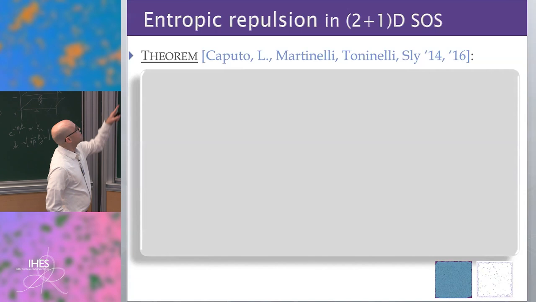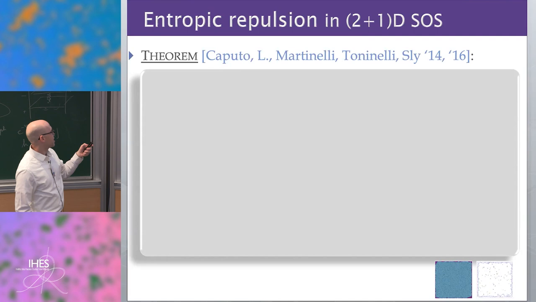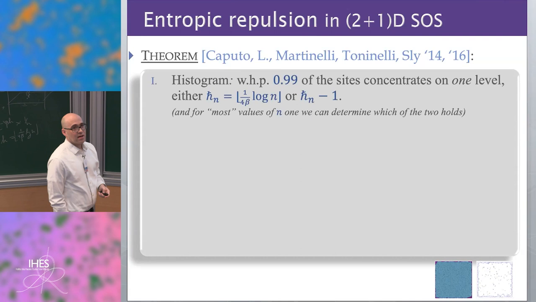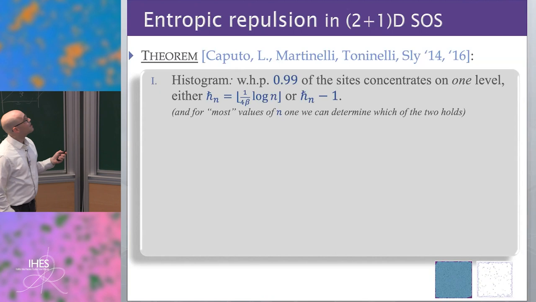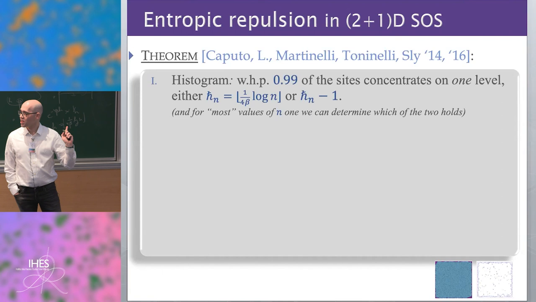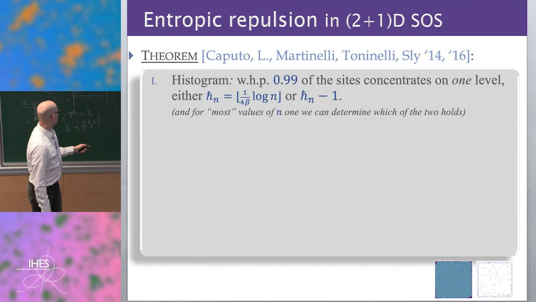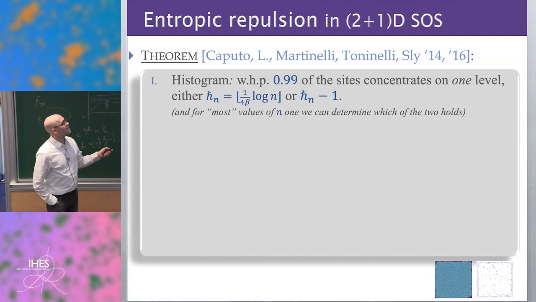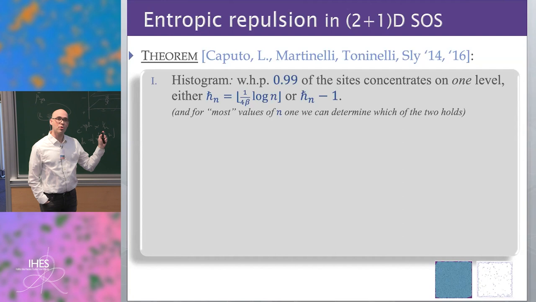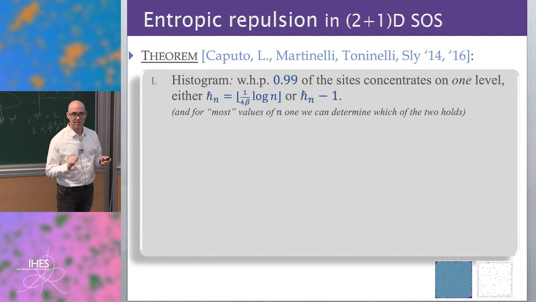We know a little bit more, but this is a summary of several papers with Pietro and Fabio and Alan. So let's see. First of all, the histogram. 99% of the sites are going to be on one level. Everything is with high probability. So this is the SOS model above a floor. And this level is going to be this one, 1 over 4 beta log n. Only it's either that or that minus 1. And you can actually say which one it is for most values of n. And let's not say what most means at this point, unless you really force me.